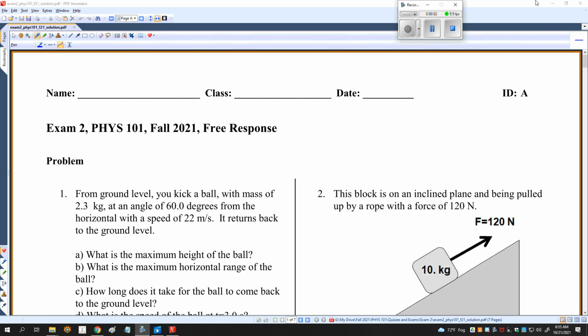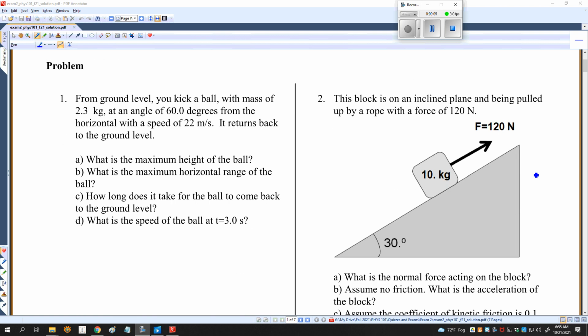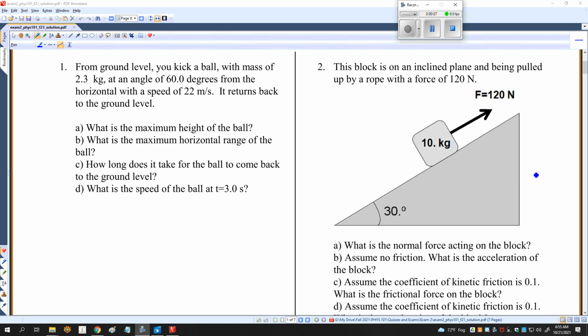All right, this is exam number 2 for Physics 101 and Fall 21. Let's look at the free response. So first, kicking a ball has certain mass. It turns out the mass doesn't really matter. I have this ball that goes up and then comes back down again.